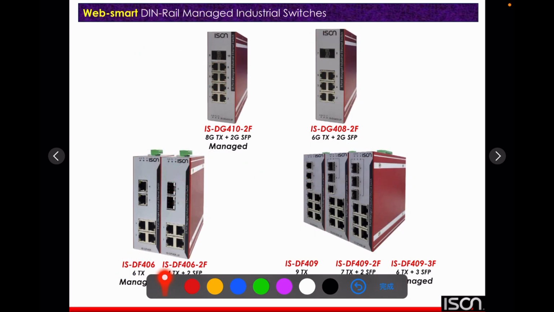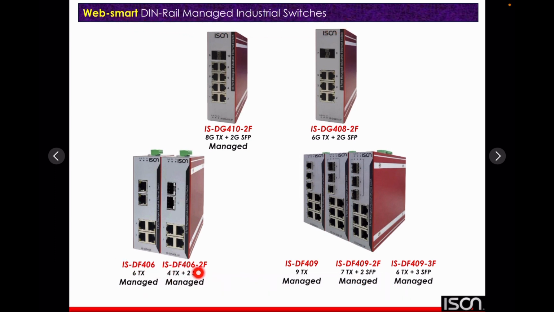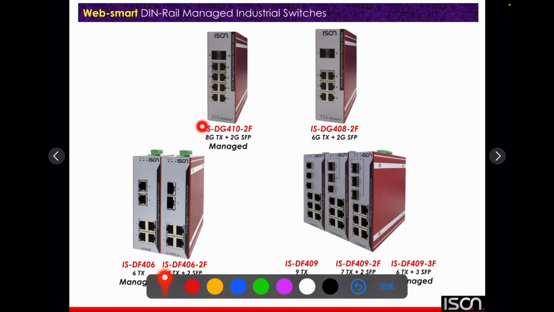The entry-level Web Smart DIN Rail Managed Industrial Ethernet Switches 400 series provides a low-cost option. IS-DF400 series is a fast Ethernet managed switch with 6 to 9 ports. And IS-DG400 series is full gigabit switch with 8 to 10 ports for option.